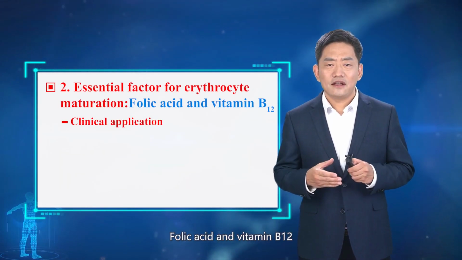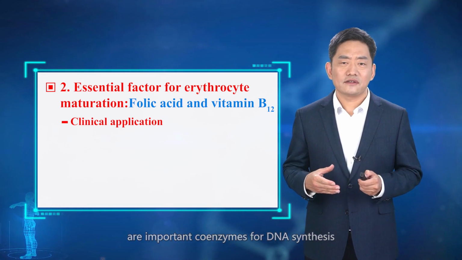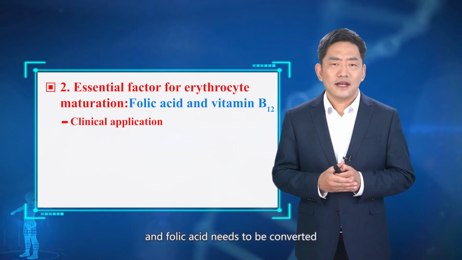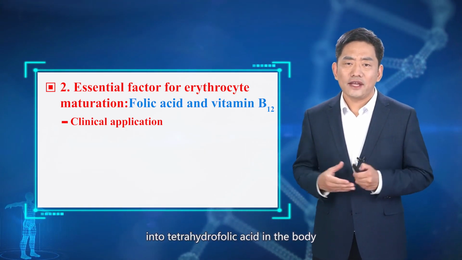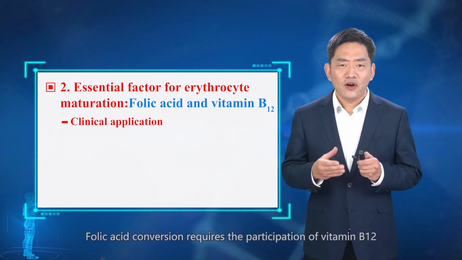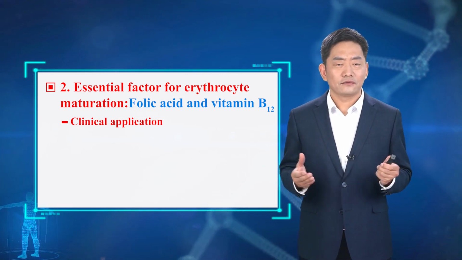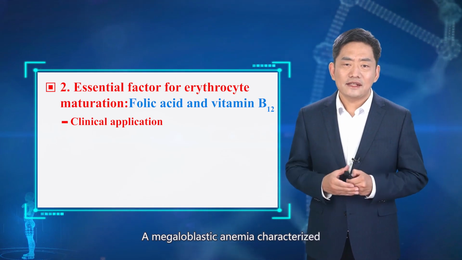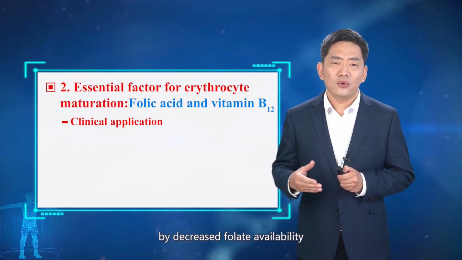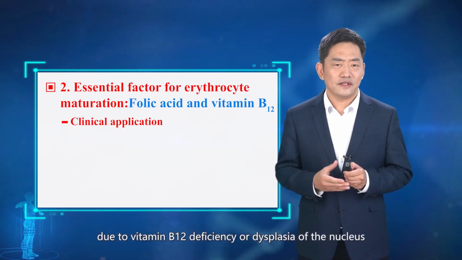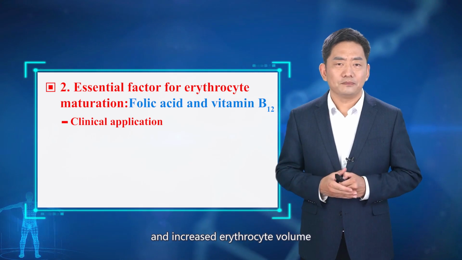Folic acid and vitamin B12 are important coenzymes for DNA synthesis, and folic acid needs to be converted into tetrahydrofolic acid in the body. Folic acid conversion requires the participation of vitamin B12. Megaloblastic anemia, caused by vitamin B12 or folic acid deficiency, is characterized by impaired nuclear development and increased erythrocyte volume.